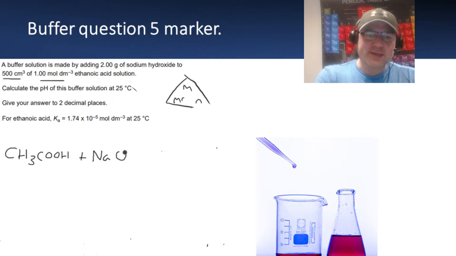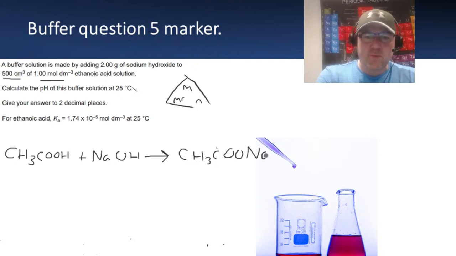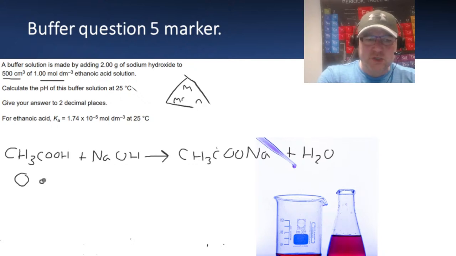So what happens when a base and an acid react? Well, we get a neutralization reaction, and we're going to get sodium ethanoate, NaA. Remember, we know that's going to fully break down and release those ethanoate ions. So we're going to be cool there. But what we've got here is at the start, and I should call this start. So that's the start, and then let's go at the end. So the initial amounts and at the end.